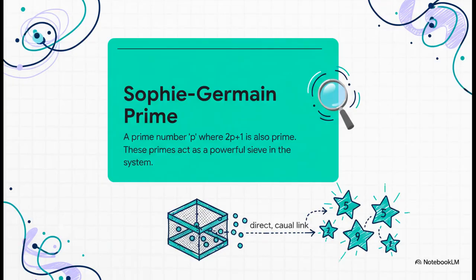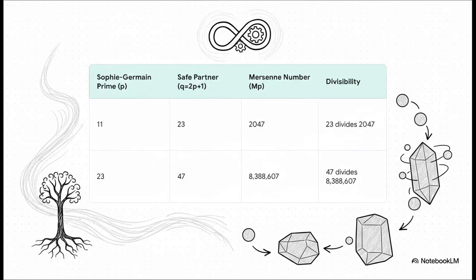the system. You see, Sophie Germain studied this really special class of prime numbers, where a prime p could be used to generate another prime using the formula 2p plus 1. These special primes act as our sieve, and what's remarkable is that they create a direct causal link to another famous family of primes, the Mersenne primes. And this connection isn't just a coincidence. The theory says it's a fundamental rule. So if you take a Sophie Germain prime like 11, its partner, 23, has to be a factor of a corresponding Mersenne number. It's just a rule.